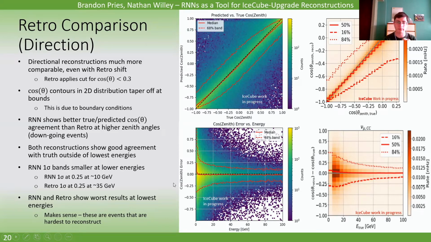GeV for retro. And we see that both RNN and retro show their worst results at the lowest energies, and this should make sense. I talked about this earlier, where these are the events that are hardest to reconstruct because these are the events with the least amount of information to reconstruct them with.